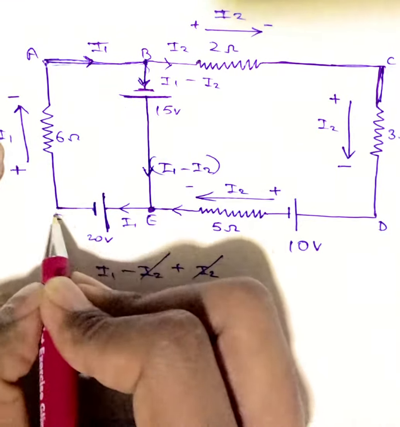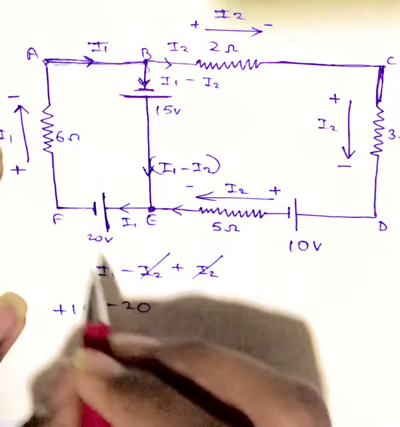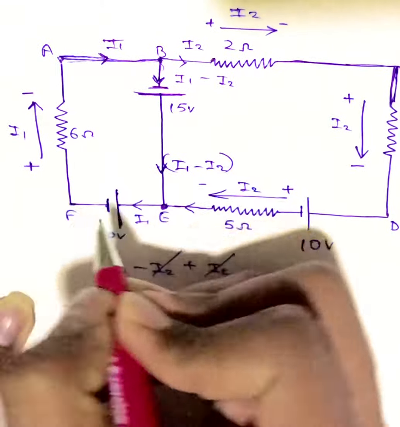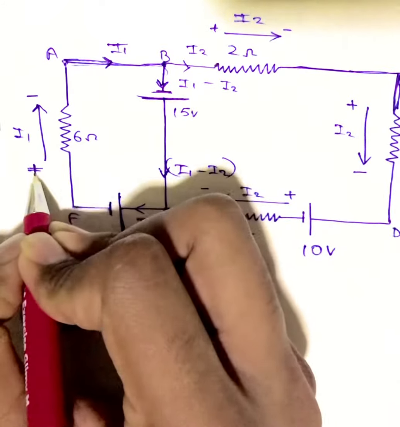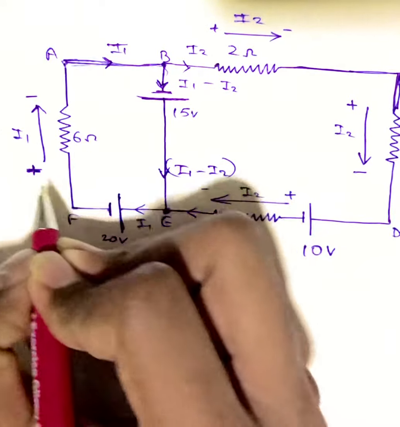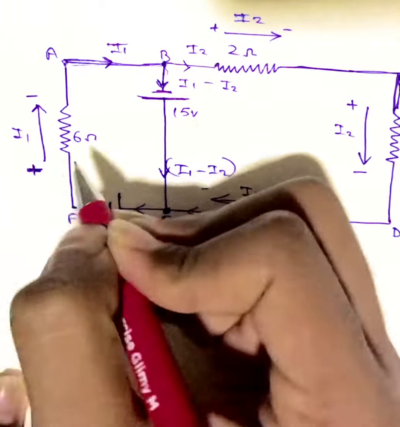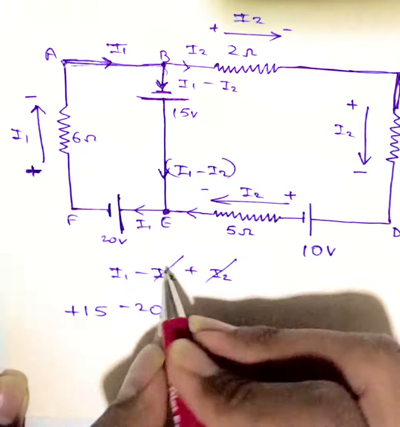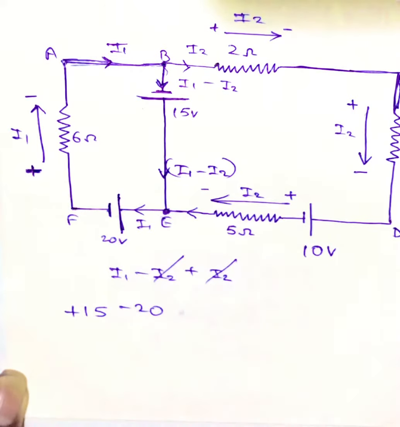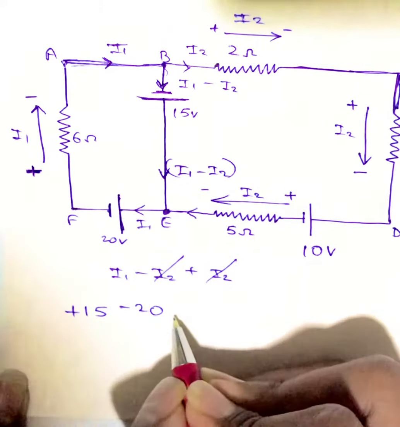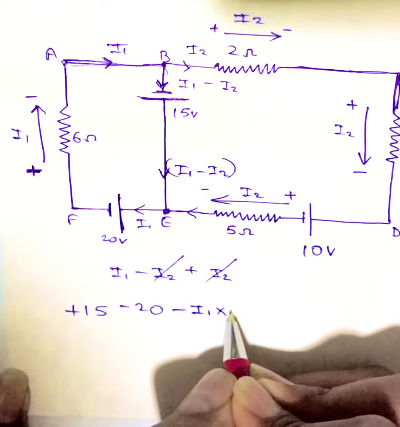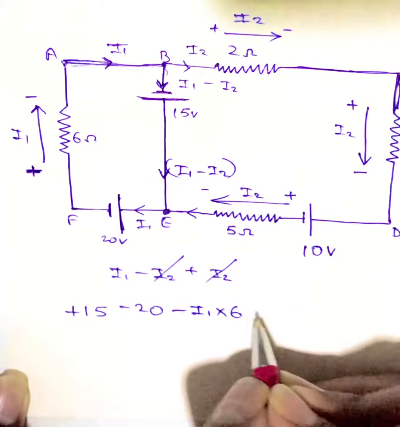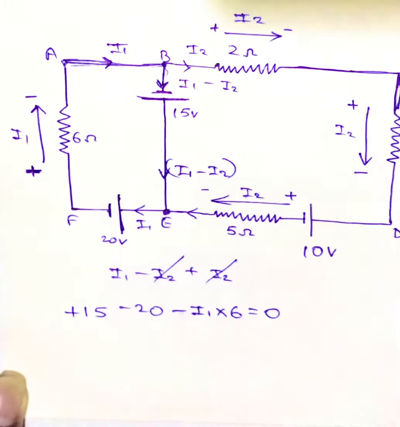And again when we move from F to A, there is a potential drop across the 6 ohm resistor. We don't consider the first sign, positive, we consider the negative sign. The formula for voltage is I into R. Therefore we take it as minus I1 into 6, and the sum of all this is equal to 0. So this is the first equation which we got.